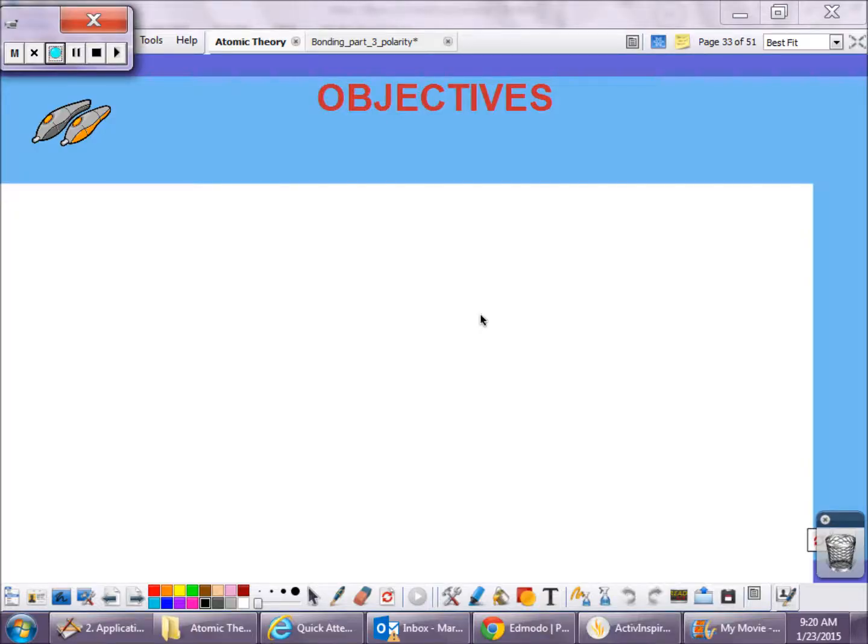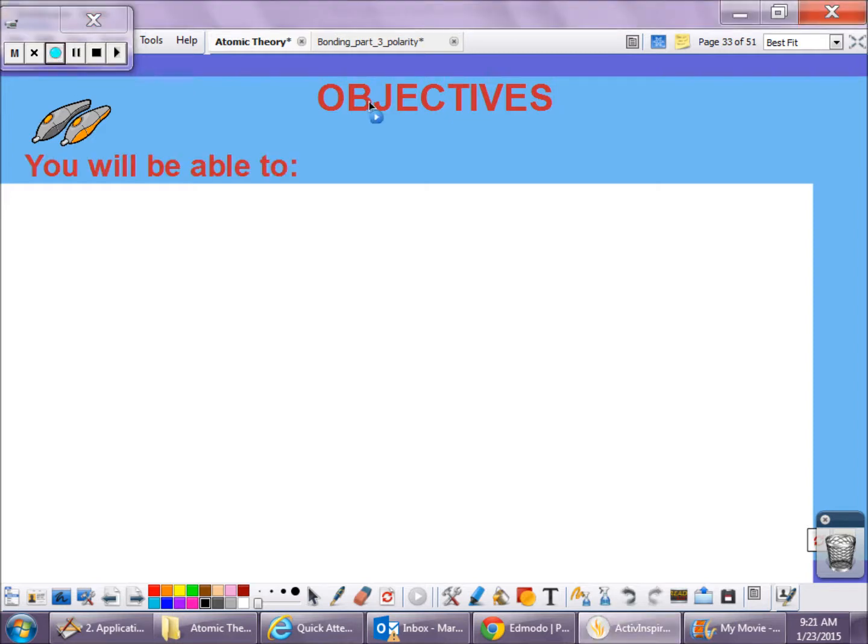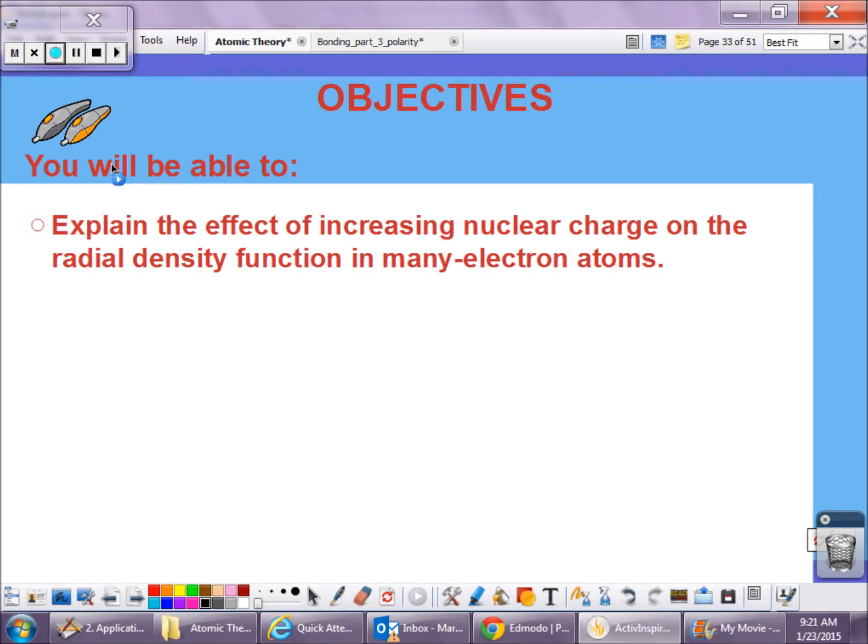Okay, class, this is part 2 of periodicity. We are going to finish the unit on atomic theory and periodicity today. Objectives: we will be able to explain the effect of increasing nuclear charge on the radial density function in many electron atoms.